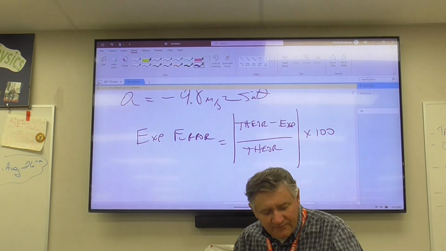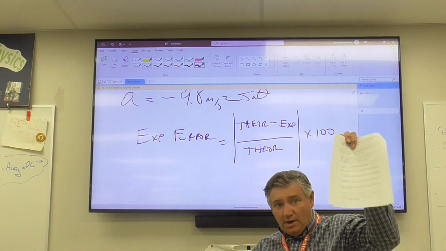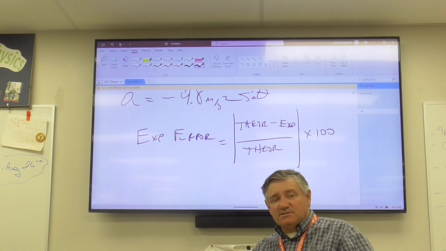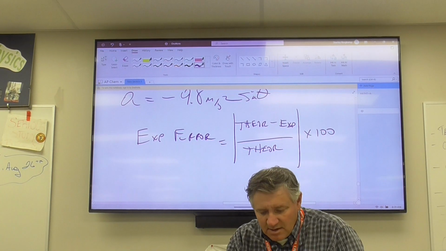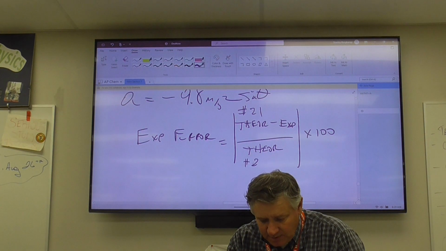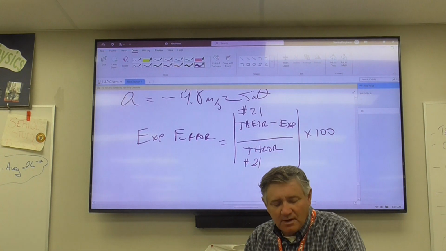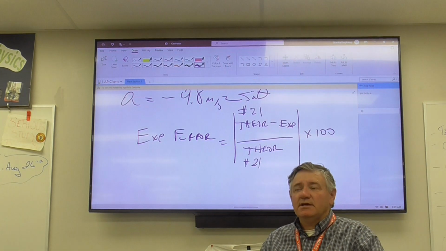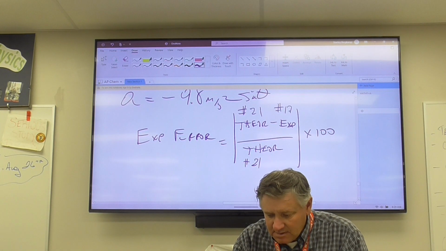So your theoretical value is going to be what you get from question number 21, okay? Based upon this angle and a frictionless surface, this is what you should get for your acceleration. So that's basically going to be your answer to number 21. Your answer to number 21 is your theoretical value. Your answer to number 17 is your experimental value. So that's going to be number 17.